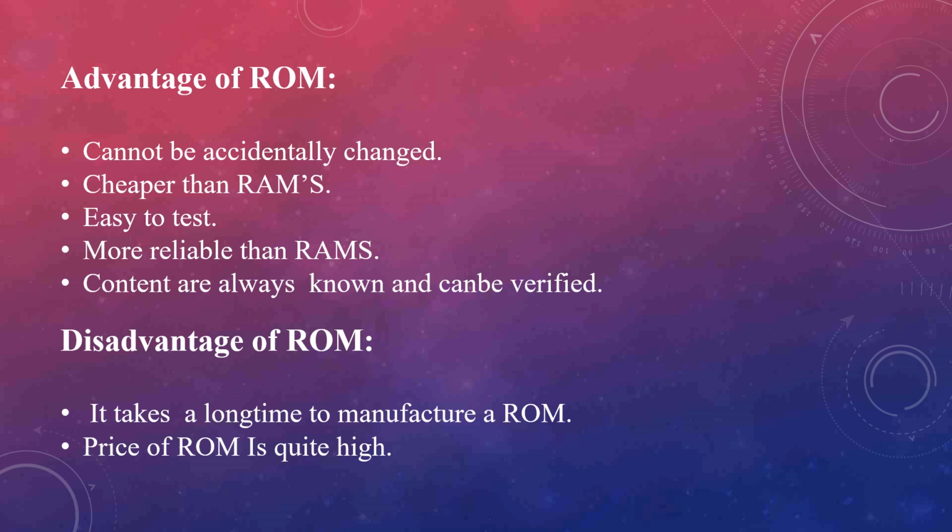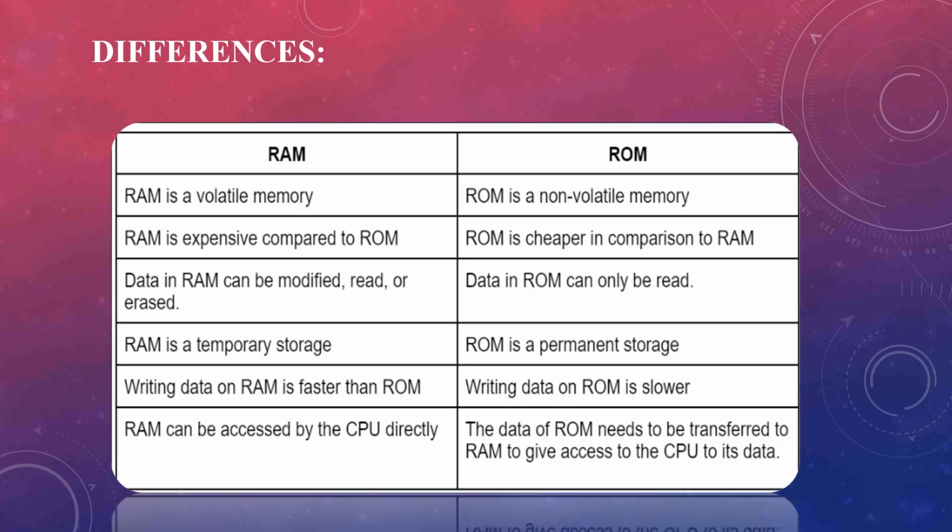Next, the difference between random access memory and read-only memory. RAM is volatile, ROM is non-volatile. RAM is temporary storage and ROM is permanent storage. Data in RAM can be modified, read, or erased, while data in ROM can only be read. RAM is expensive compared to ROM, which is cheaper. Writing data is faster in RAM, and writing data in ROM is very slow, because it does the read operation only, in the fastest manner.